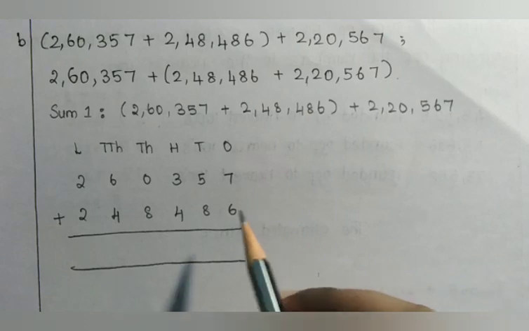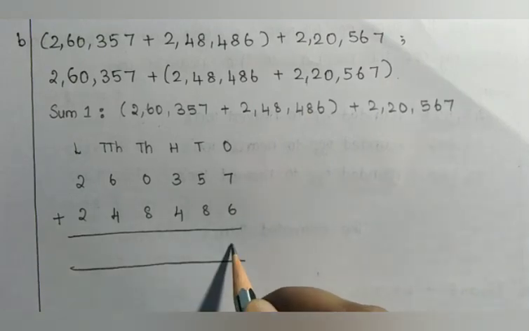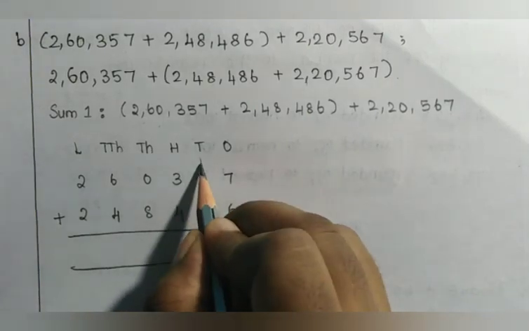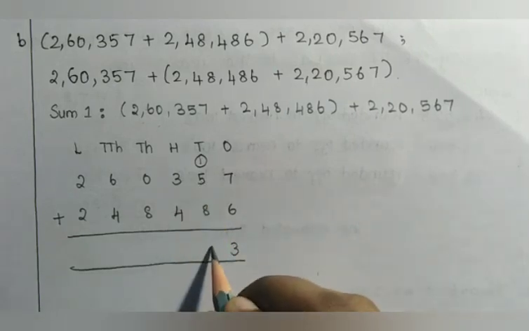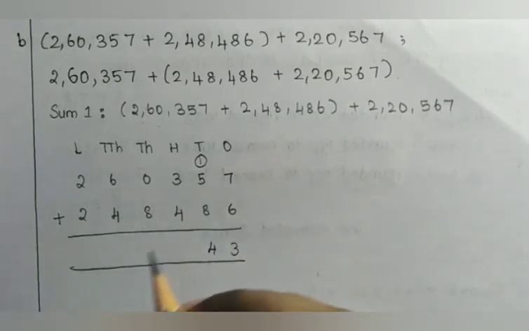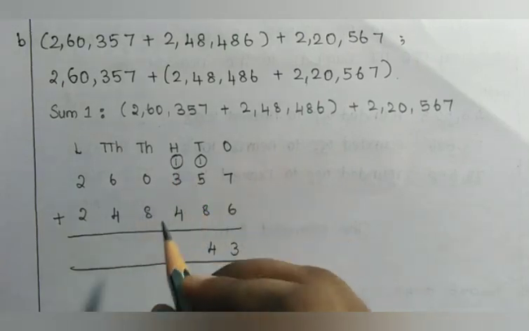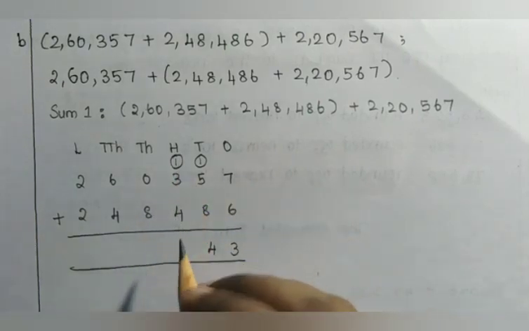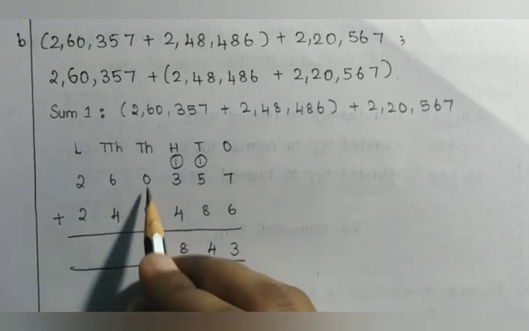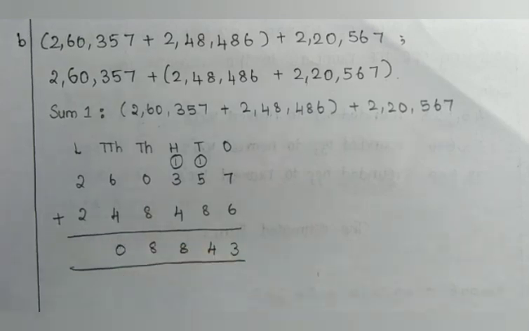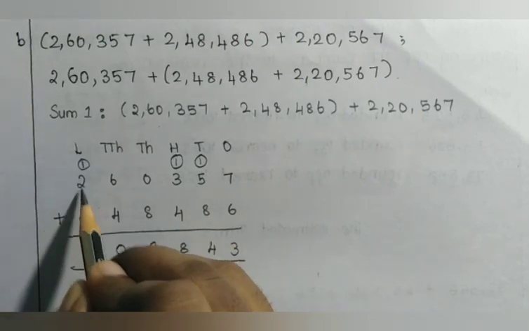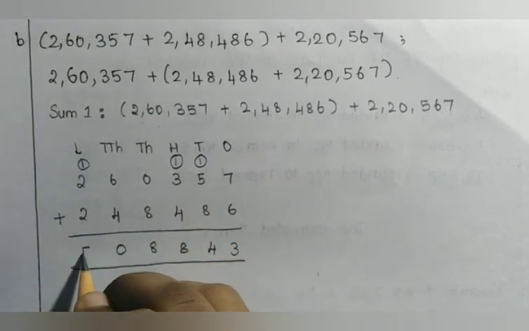Now let us add 7 plus 6, 13, 1 goes to the carryover. 5 plus 8, 13 plus 1, 14. 1 goes to the carryover. 3 plus 4, 7 plus 1, 8. 0 plus 8, 8. 6 plus 4, 10. 1 goes to the carryover. 2 plus 2, 4 plus 1, 5.